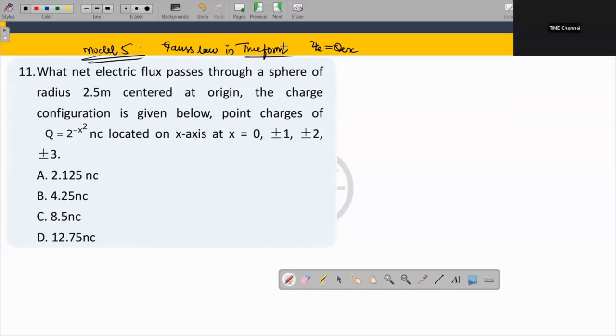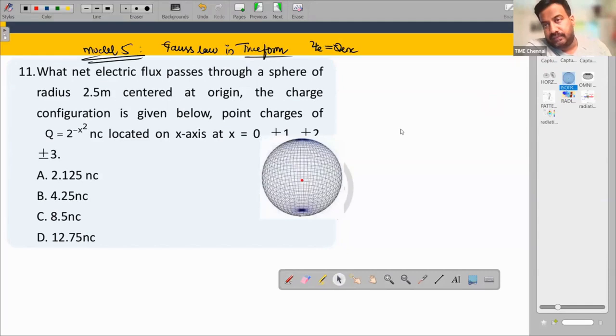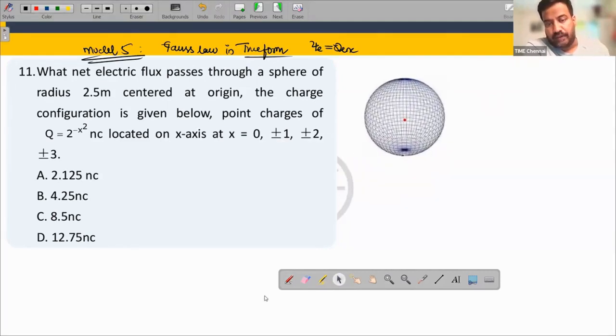Shall I solve then? It's actually a pretty easy thing to solve. What net electric flux passes through a sphere of radius 2.5 meter? If I take a sphere of radius 2.5 meter, this is the sphere. What is being asked? The net electric flux that passes through this sphere.